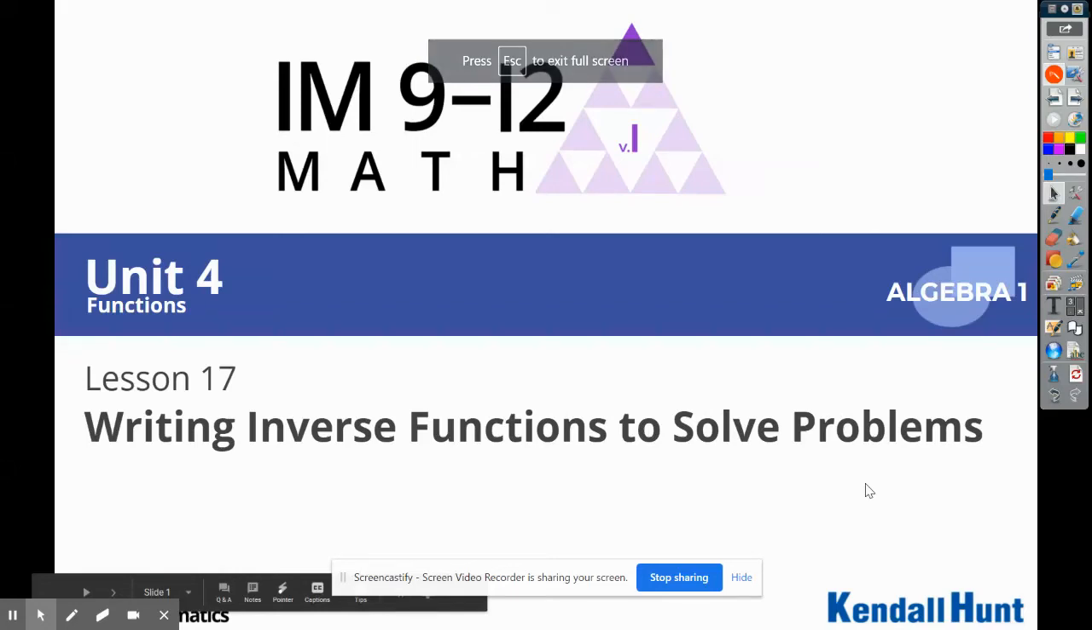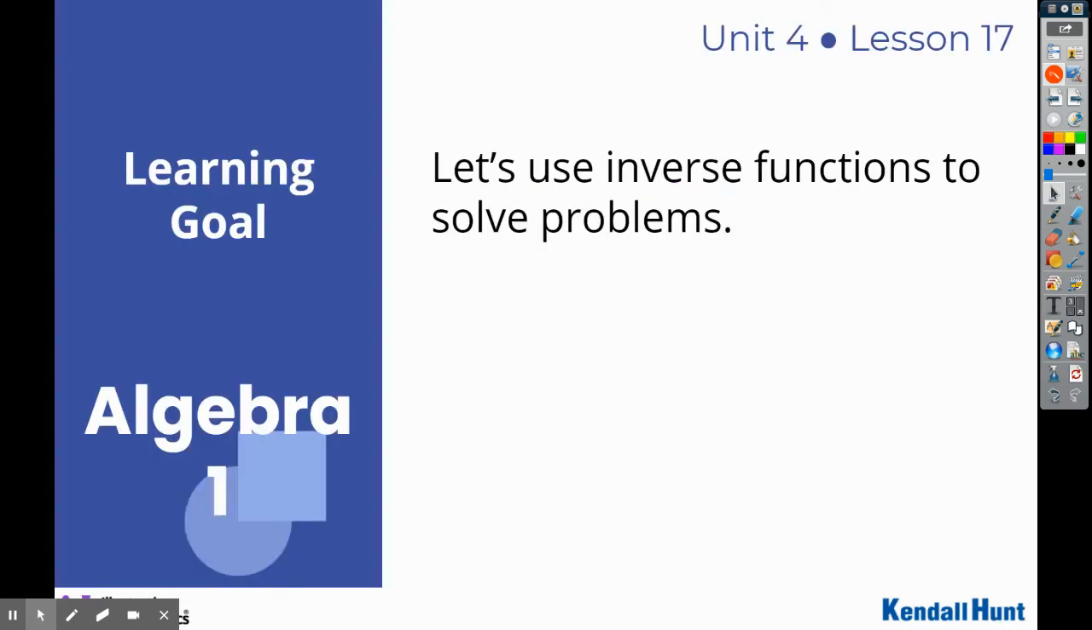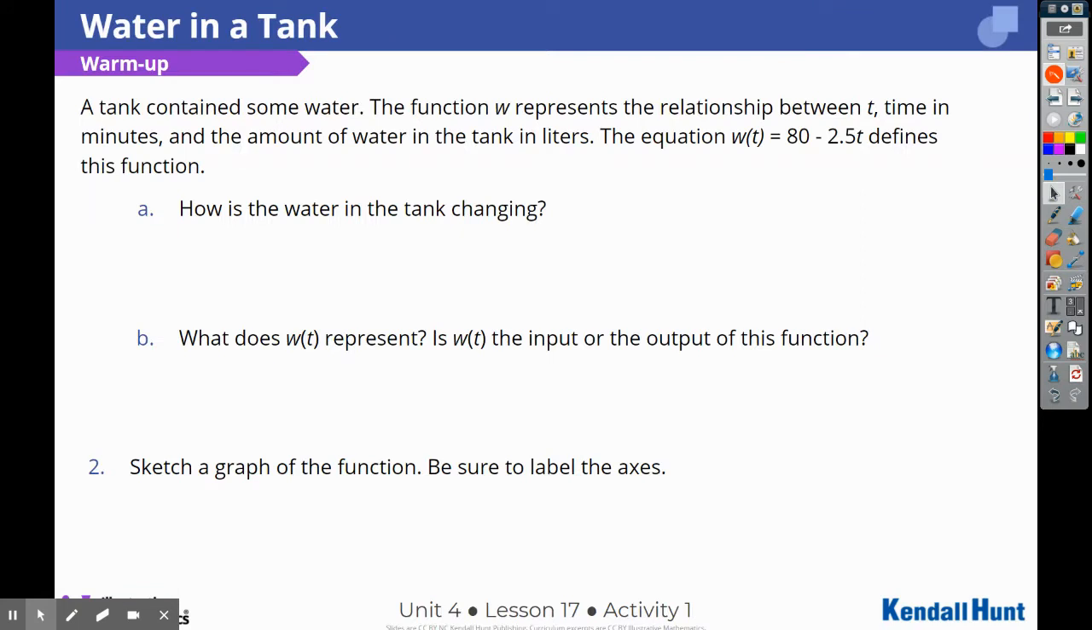Hey guys, so today we're going to do Unit 4, Lesson 17, and we're going to look at writing inverse functions to solve problems a little bit more. So in your warm-up question, you had a question about a tank that had some water in it. The function W represents the relationship between T, time in minutes, and the amount of water in the tank in liters. The equation W of T equals 80 minus 2.5 T defines this function.